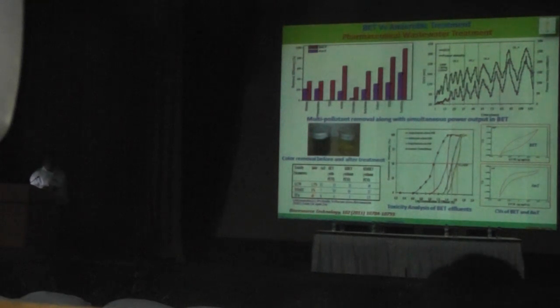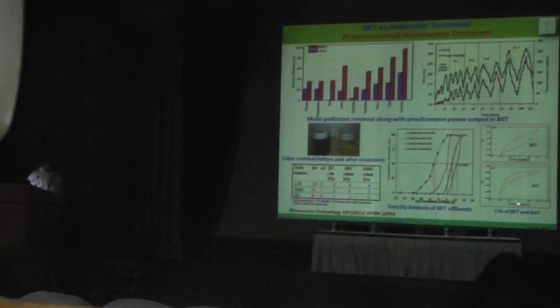Initially we started working with pharmaceutical wastewater, which is a very complex wastewater, and we compared conventional aerobic treatment with BET, that is, MFC treatment. We found that almost all polluting parameters were removed efficiently in the BET system compared to aerobic treatment. And more interestingly, we observed TDS removal also in the BET system, which was not seen in aerobic treatment, because biological treatment cannot take up TDS. Along with that, we evaluated toxicity. Compared to aerobic treatment, toxicity levels are significantly lower in BET treatment systems.